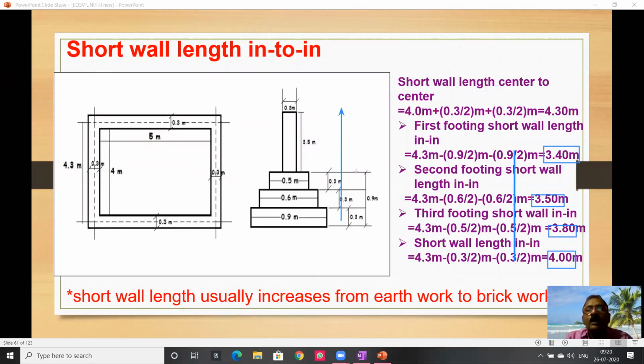Whereas in long wall, it decreases. So here short wall length usually increases from earthwork to brickwork. This is one of the important points you have to remember, right? See, the concept is very important. If you understand this problem, you can do any number of problems. We'll see next.